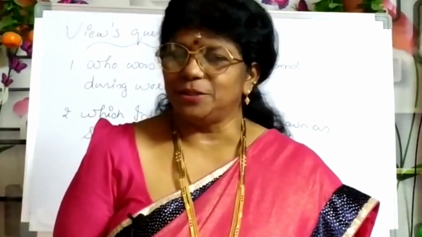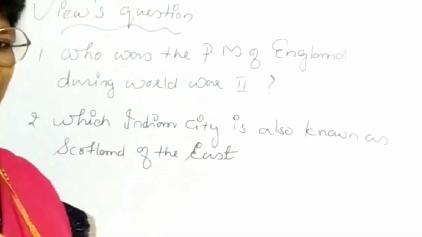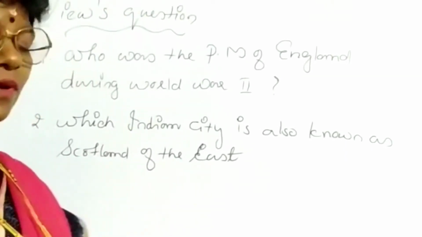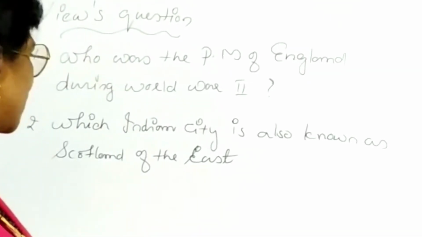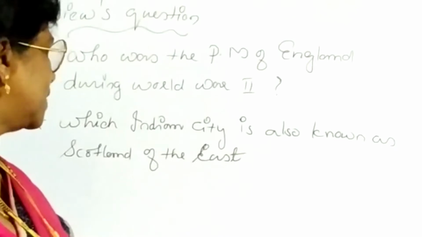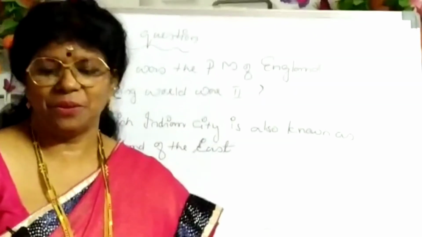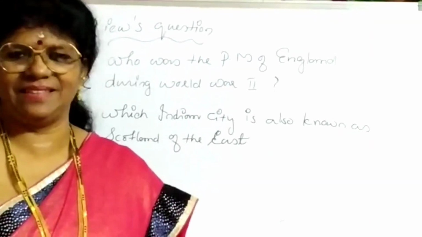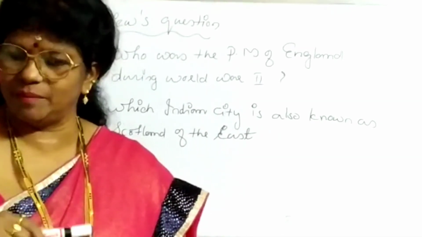And today's viewers' question: who was the PM of England during World War II? Who was the PM of England when World War II was going on? Next question: which Indian city is also known as the Scotland of the East? The Scotland of the East. These two questions are very, very important. Don't go through the internet. Even if you do, you may not get it. So kindly find it and let me know. Comment to me and let me know this.